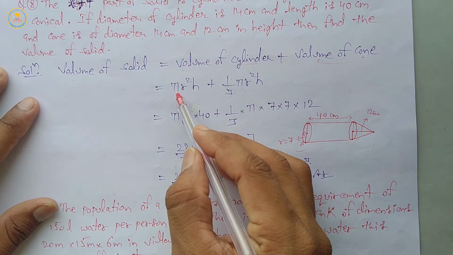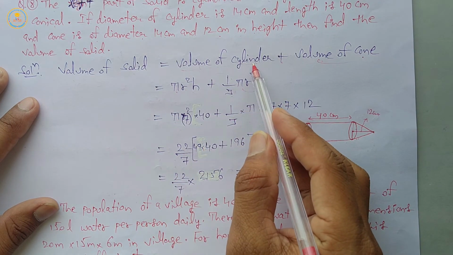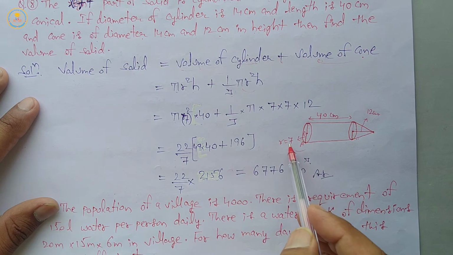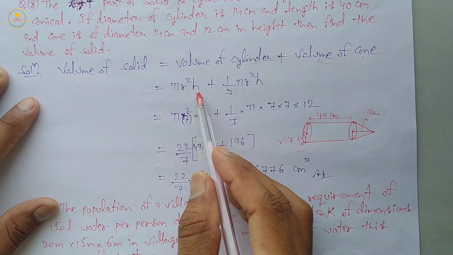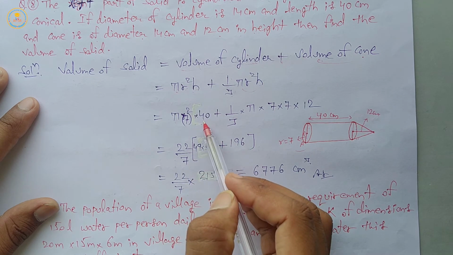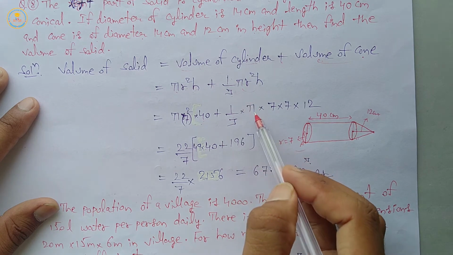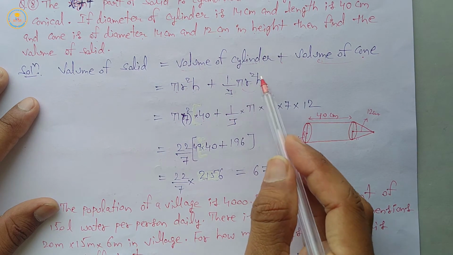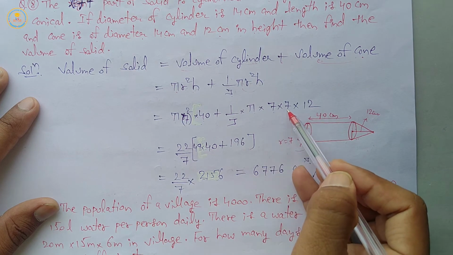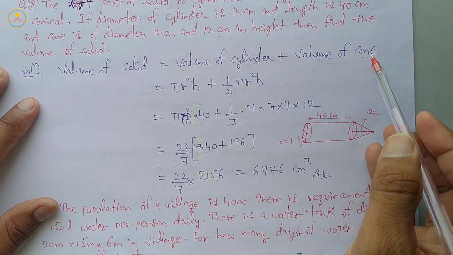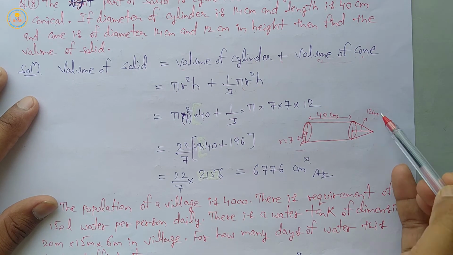Pi as it is. R means cylinder radius. Cylinder radius is 7, so write 7 whole square. Multiply by H, height. Height is given, 40 plus 1 by 3, as it is, pi as it is. R means radius of cone. Radius of cone is also 7, so 7 multiplied by 7. H means height of cone. Height of cone is given, 12 centimeter.